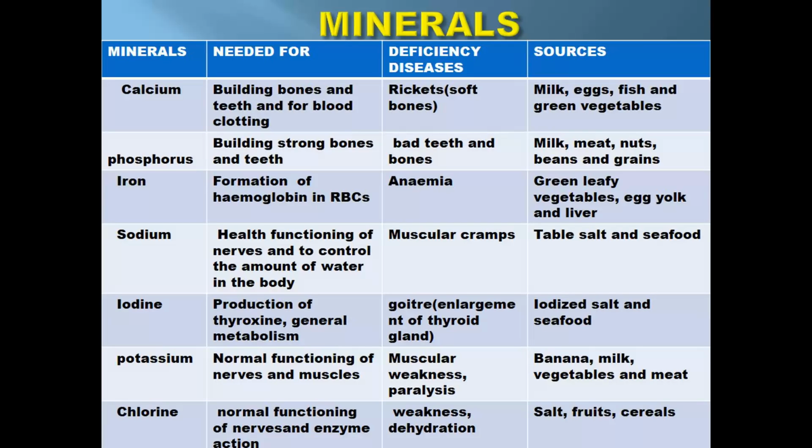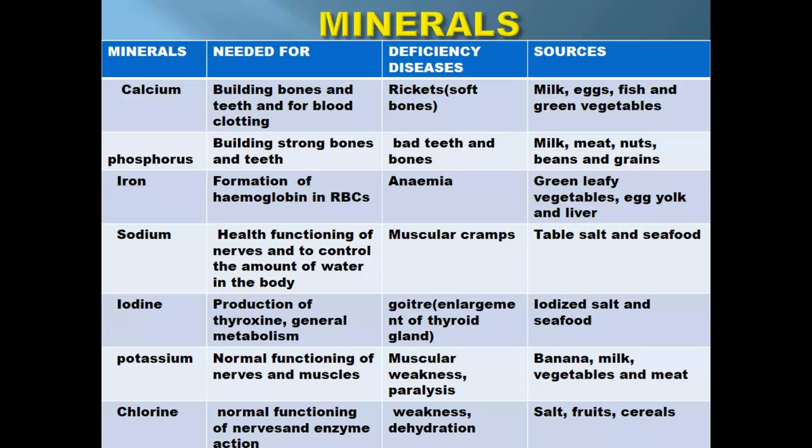Next mineral is sodium. It is needed for healthy function of nerves and to control the amount of water in the body. Deficiency disease is muscular cramps, and sources are table salt and seafood. Next mineral is iodine. It is needed for production of thyroxine and general metabolism. The deficiency disease is goiter, and the sources of it are iodized salt and seafood.